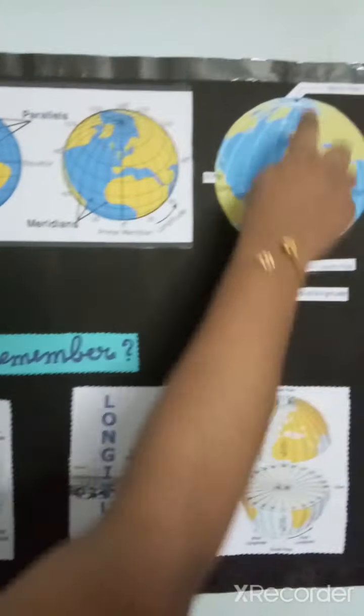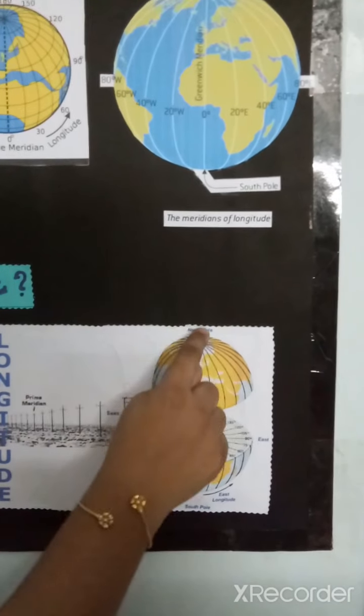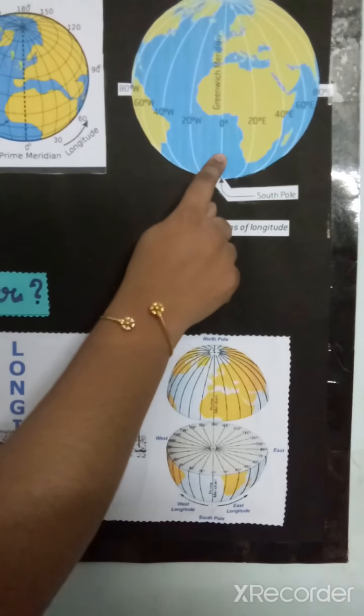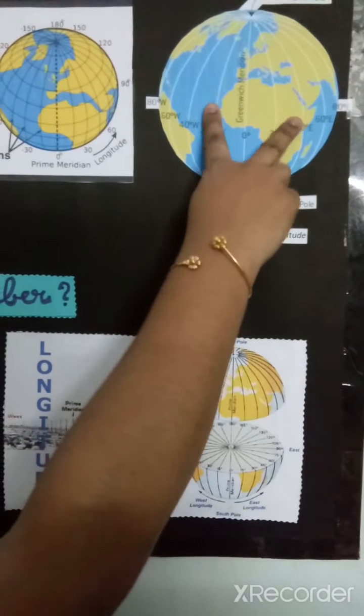Okay, so just as we have the equator as the midpoint, in the same way we have the prime meridian as the midpoint for the longitudes. This prime meridian, or Greenwich meridian, also divides the globe into two halves. Towards the east is the eastern hemisphere and towards the west is the western hemisphere.